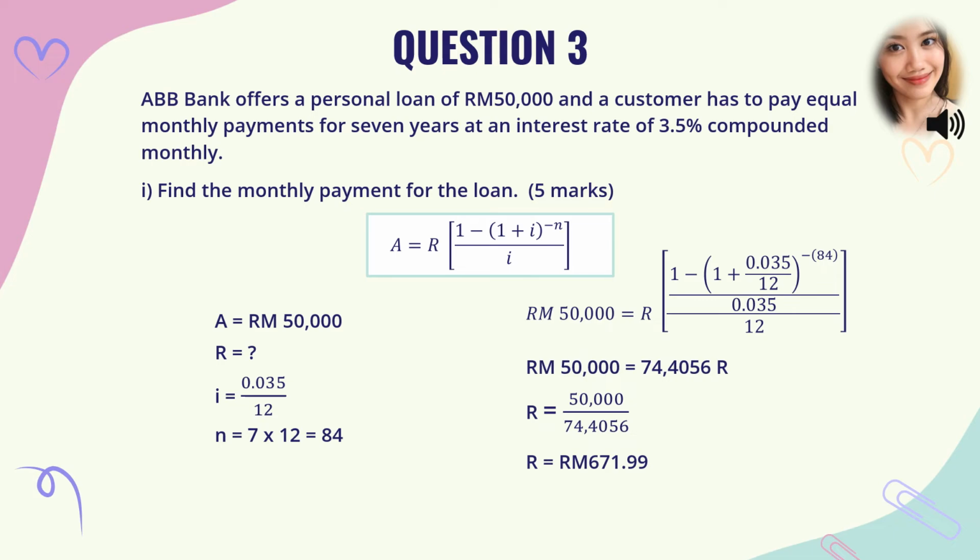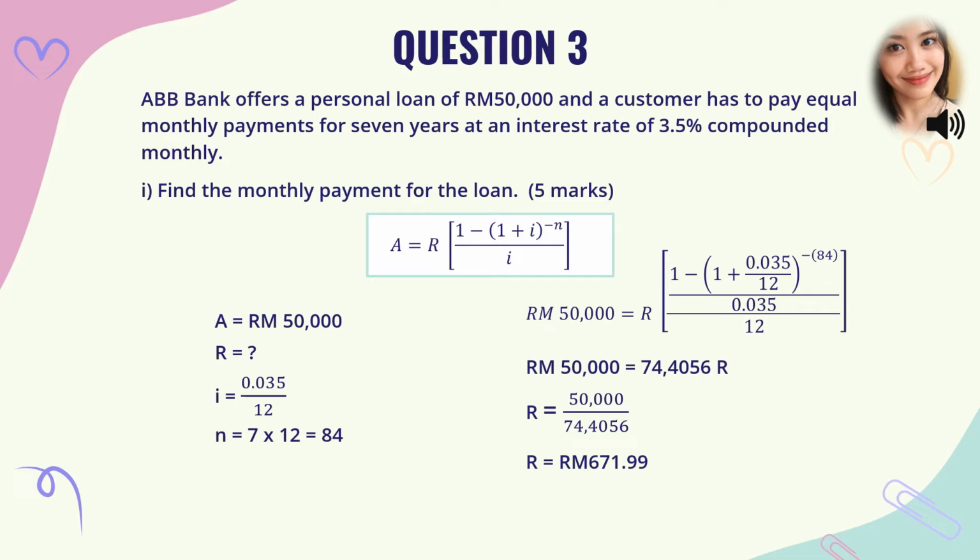Now move to question number 3. These questions are from Annuity chapter 4. ABB Bank offers a personal loan of 5,000 ringgit and a customer has to pay equal monthly payments for 7 years at an interest rate of 3.5% compounded monthly. Roman 1. Find the monthly payment for the loan.